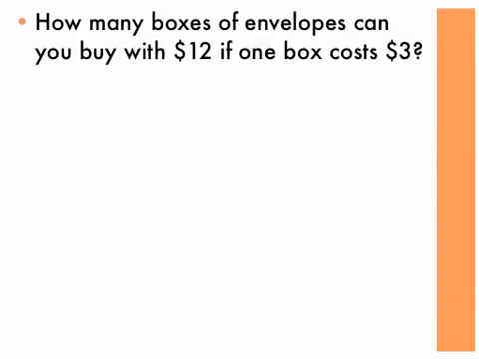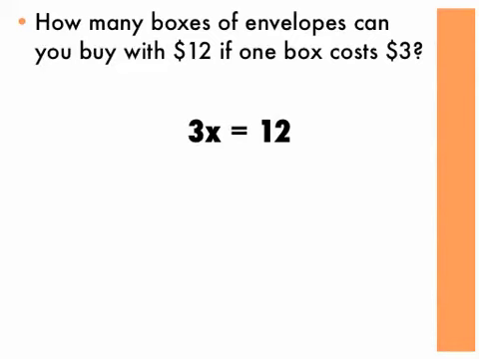The next example says, how many boxes of envelopes can you buy with $12 if one box costs $3? Write an equation and solve it to find the number of boxes you can buy. We know that the total amount I can spend is $12 because I only have $12. Each box costs $3, and my unknown, what I'm going to assign my variable to, is the number of boxes that I can buy. So I'm going to multiply 3 times the number of boxes, x, equals $12.